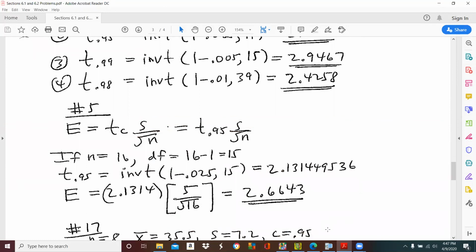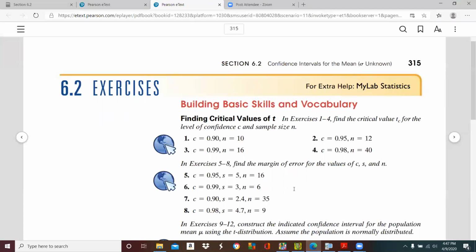Question number 5 on the same page is asking you to calculate the margin of error when they give you the C here, which is the level of confidence. They give you the sample standard deviation and the sample size. So I'm just doing number 5 where the level of confidence is 0.95, the sample standard deviation is 5, and the sample size is 16. So how do you figure out the margin of error?